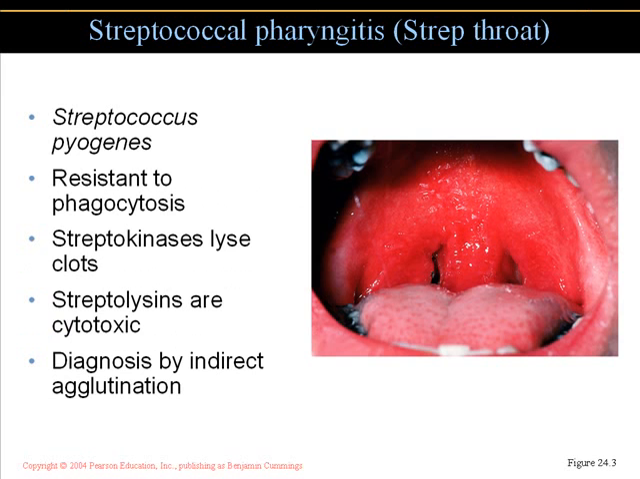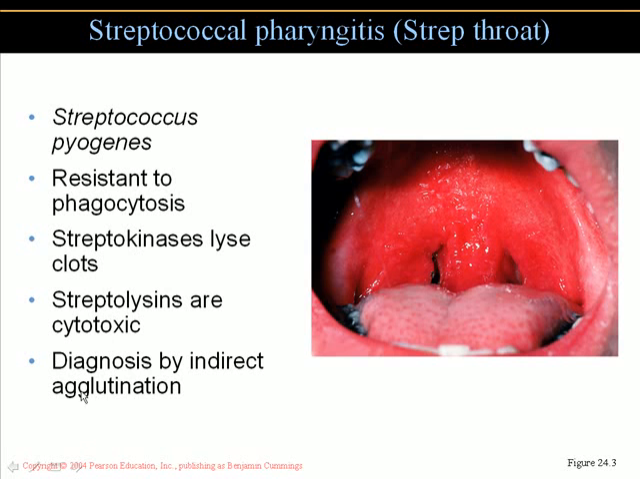This is a presentation of Streptococcus pharyngitis. Strep pyogenes, again, the infectious organism. It is resistant to phagocytosis, and that's not a good thing because that's the way the body fights off infection. Streptokinase, we see, will lyse clots. Streptolysins are basically cytotoxic agents produced by strep.